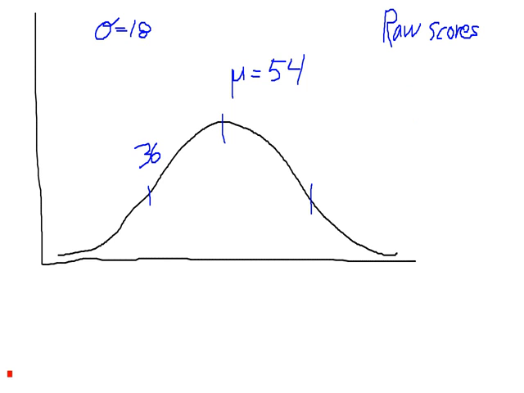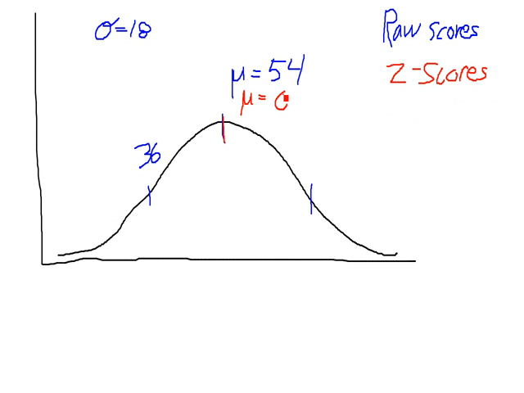Let's say that we don't want to deal with raw scores anymore. We want to deal with z-scores. Thing is, the distribution itself doesn't change. None of these numbers that we've already dealt with change. We can graph the z-scores right alongside the raw scores.